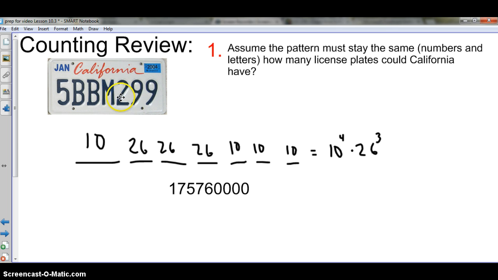So what's the probability you get this exact license plate? One out of this 1,775 million.